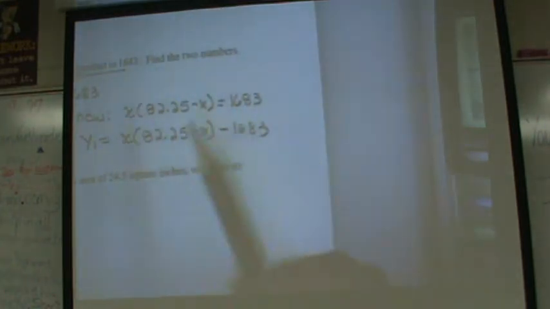These two right here are going to be the answers. So how do you get this one? You hit second, calc, 0. And that one is between, let's say, 35, enter, 40, enter. We're going to skip the guess. And the first answer is 38.25. That's one of your two numbers.